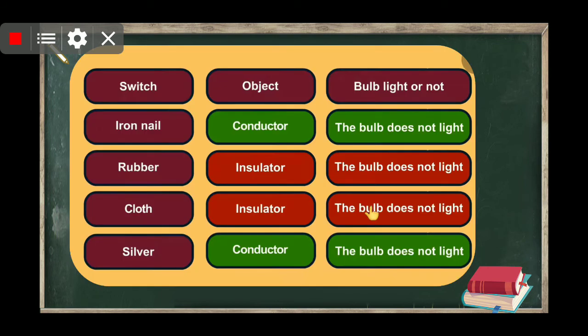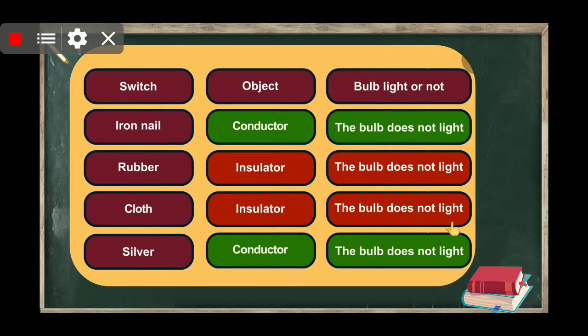Alright students, moving on further, as you can see here, the conclusion of the experiment you have done is noted down in this section. So the iron nail is a conductor, as iron is a metal, and the bulb will glow. Rubber is an insulator, the bulb will not glow. The cloth is an insulator, the bulb will not glow. The silver is a very good conductor, so the bulb will glow.